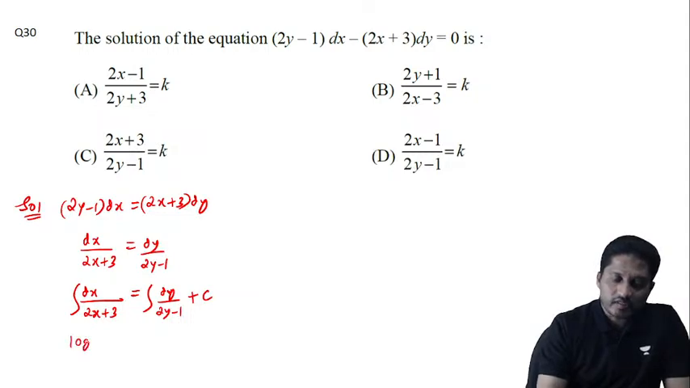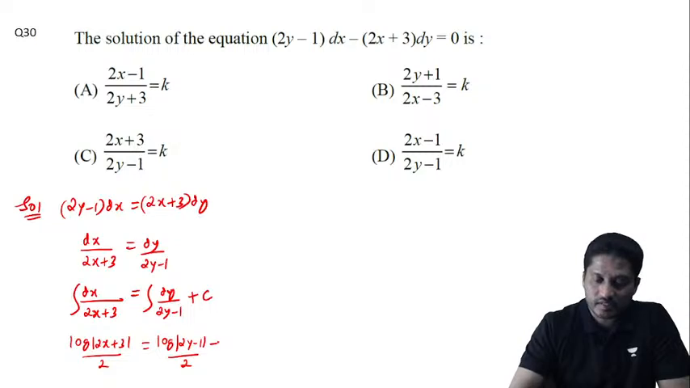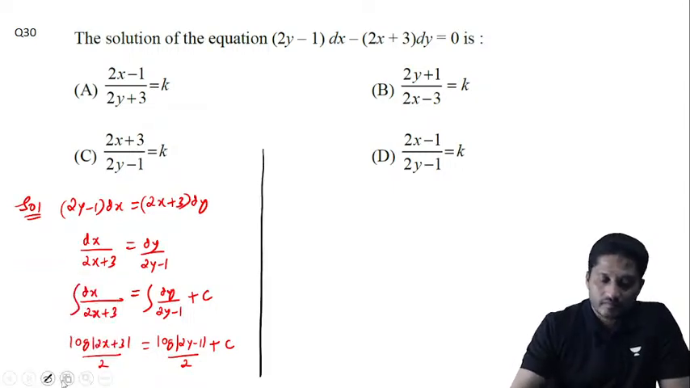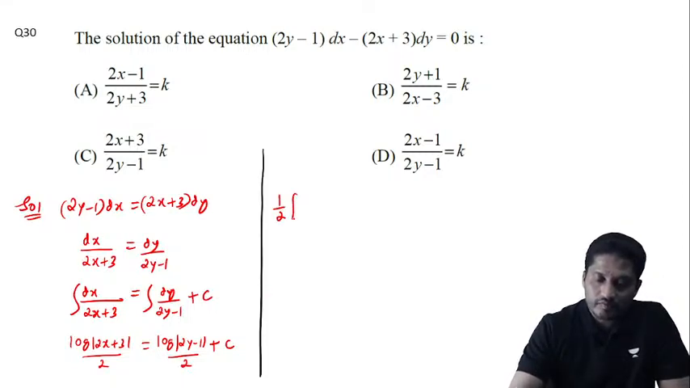Integration of 1 by x is log x. You will get log of 2x plus 3, coefficient of x is 2, divided by 2. Again, this is equal to log of 2y minus 1, coefficient of y is 2, divided by 2, and plus c. Okay, so this can be written as, log of 1 upon 2, shift on the left side, you will get log of 2x plus 3 minus log of 2y minus 1 is equal to c.